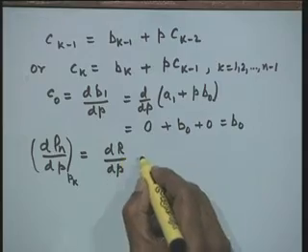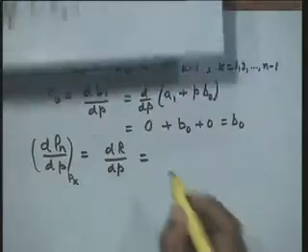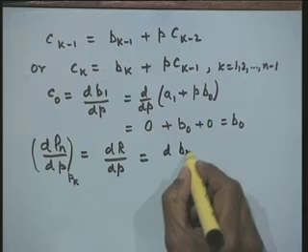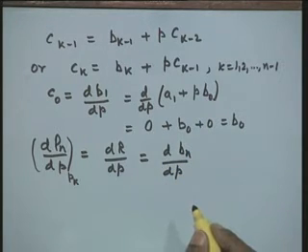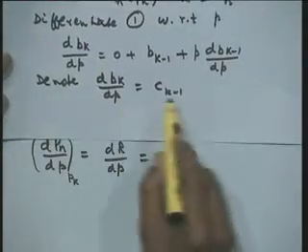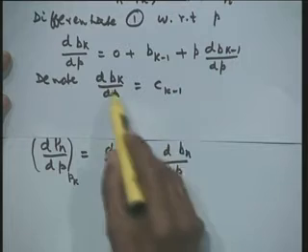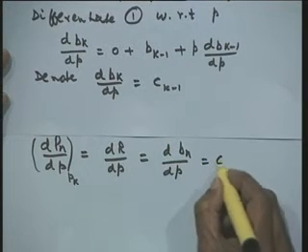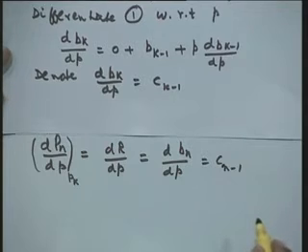dR upon dP means, we have shown R is equal to Bn. So, this will be dBn upon dP. And let us go to the definition of the C. So, if I set here k is equal to n, this is Cn minus 1. Therefore, this will be equal to Cn minus 1.